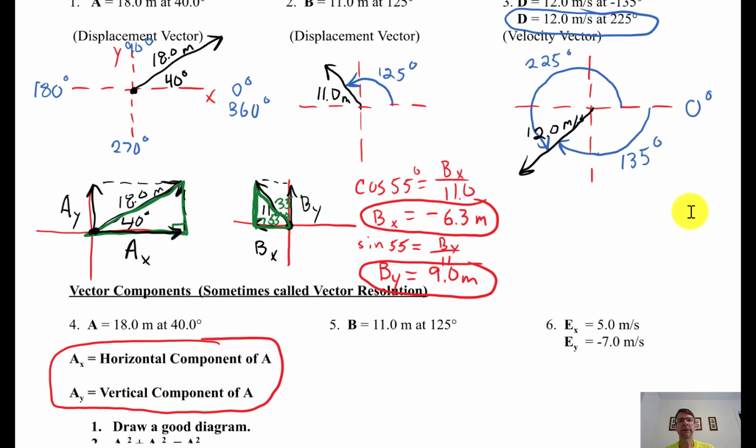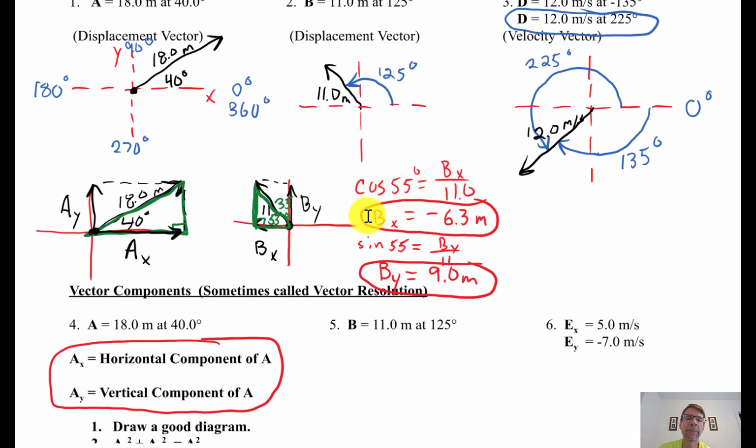Okay, so you might want to pause this and write this all down. I'm going to talk about this here. So in this green triangle, the cosine of 55 is the adjacent leg, b sub x, over the hypotenuse, which is 11. One thing of note here: plug positive numbers into your calculator.